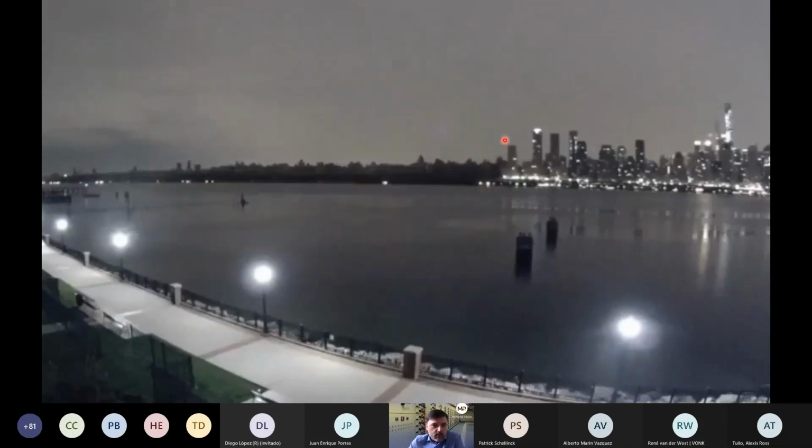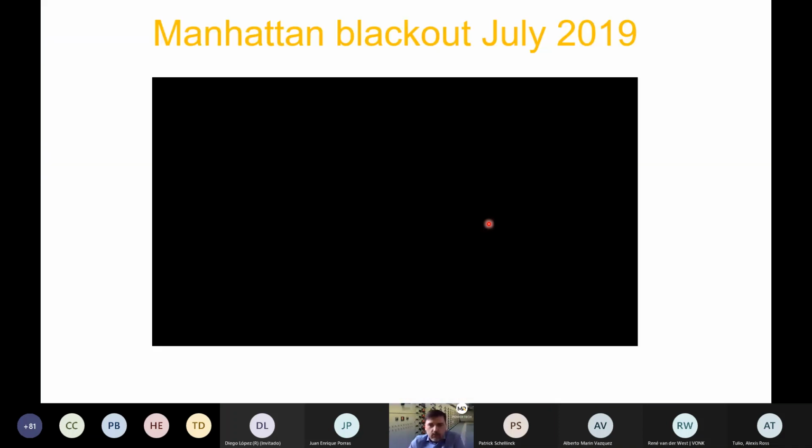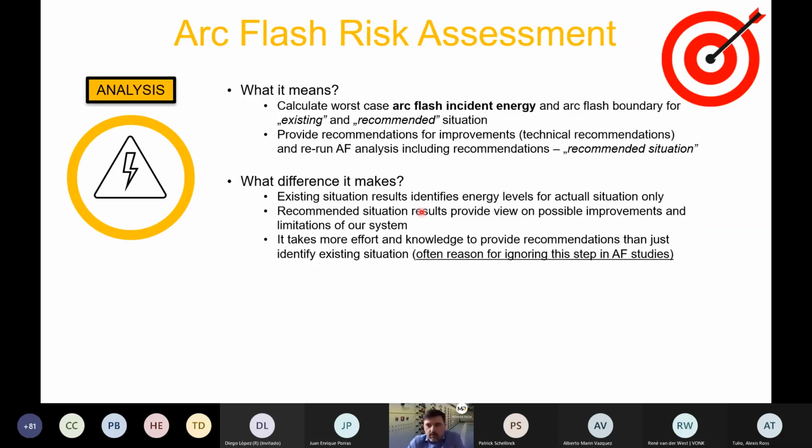It's a very extreme situation when you had a blackout. I think that was for 5 hours or something. 73,000 people were without power. It cost a lot of money, of course. But that's the extreme situation when something goes wrong, or works well, but the consequences are very big. Our main goal is arc risk assessment. So we'll calculate the arc incident energy for the existing and recommended situation.